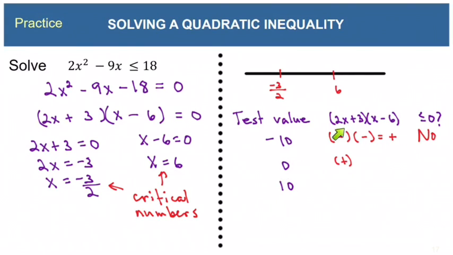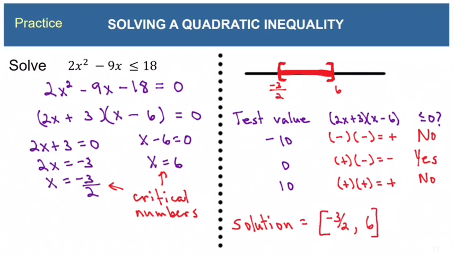Okay, now if I plug in 0, 2 times 0 is 0, plus 3 is a positive. 0 minus 6 is negative. Positive times negative is negative. Is that less than 0? And the answer is yes. And then for 10, 2 times 10 is 20, plus 3 is a positive. 10 minus 6 is still positive. Is that less than 0? And the answer is no, because it's positive. Okay, now with the only segment that makes the inequality true being the middle segment, we'll shade the middle, and then we'll put brackets on both ends because of the or equal to bar, and our solution goes from negative 3/2 to 6.